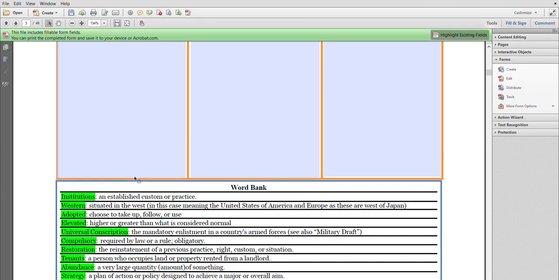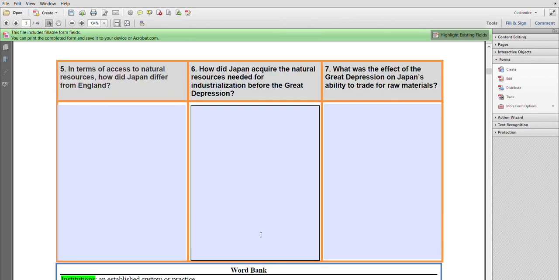Also, keywords from the text are down here in the word bank, so if you don't know what universal conscription is, you can read the word bank and it'll tell you that it's the mandatory enlistment in a country's armed forces. See also military draft. So it's essentially a required military draft.